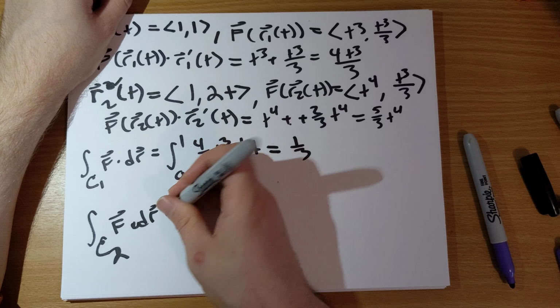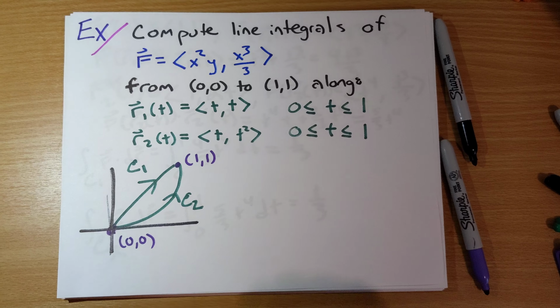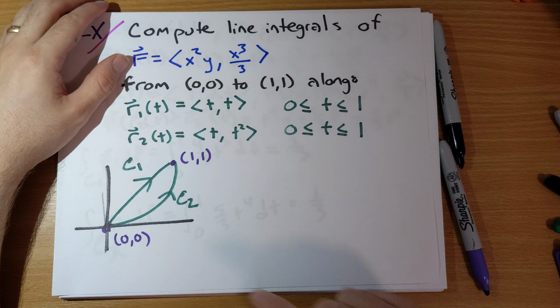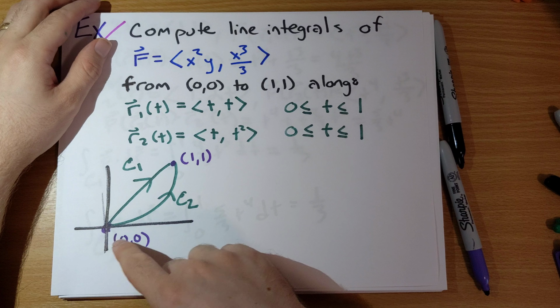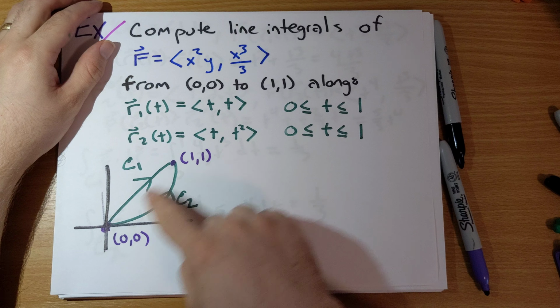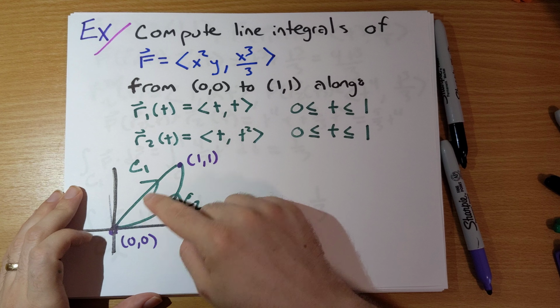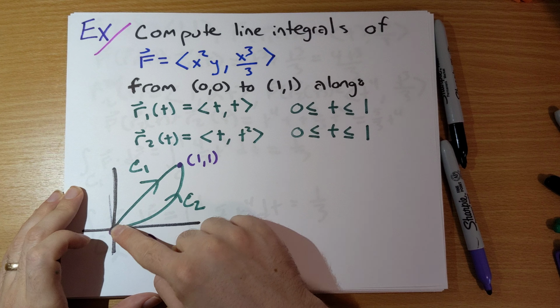And so let's take a moment to appreciate what happened here. The integral from 0 to 1 along C1 was 1/3. The integral along C2 from 0 to 1 of the same vector field is also 1/3. So what this shows is that it didn't matter whether you took the path C1 or the path C2 to go from 0 to 1, your vector line integral of this vector field is going to be 1/3 in either case.